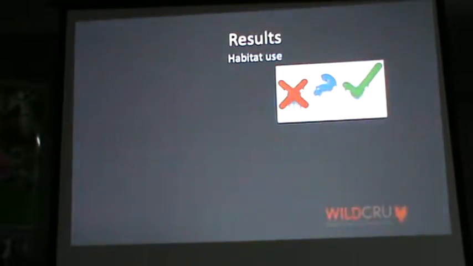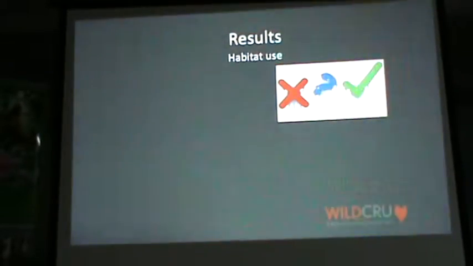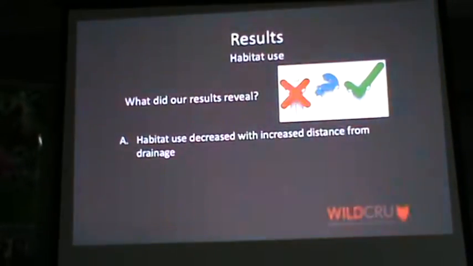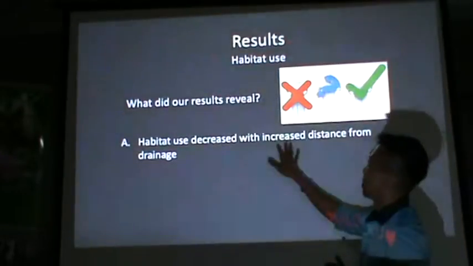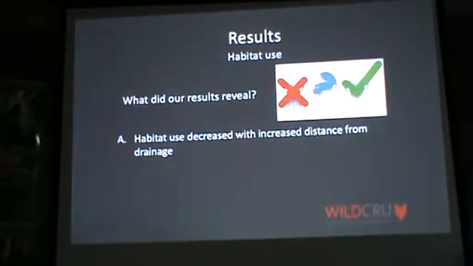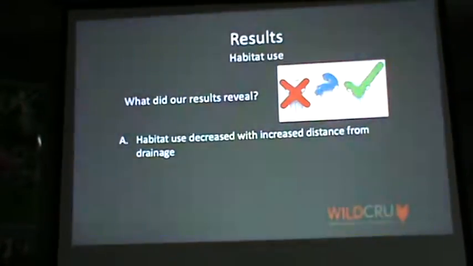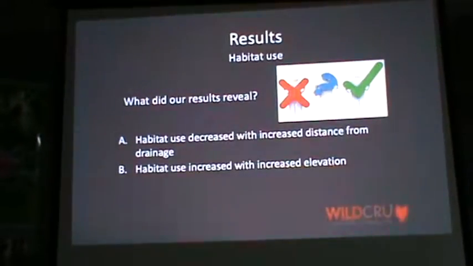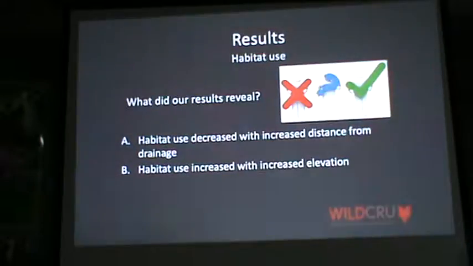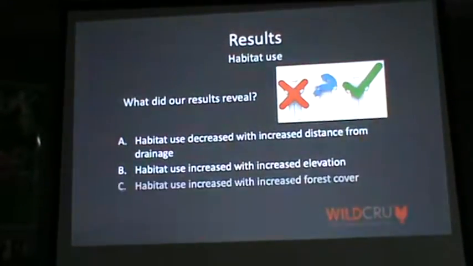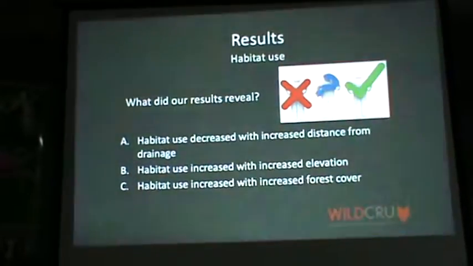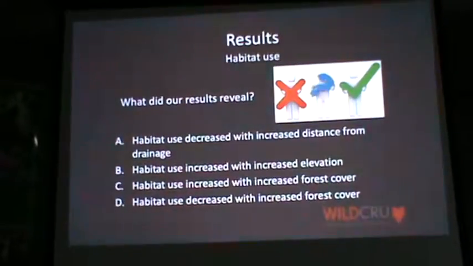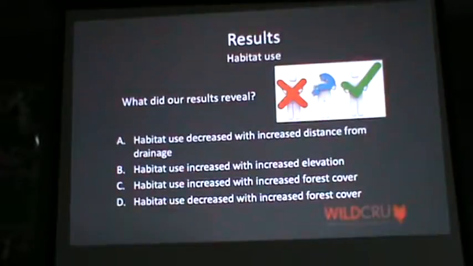So, your next question, based on the game, what you're seeing here, and which gives a clue, what did our results reveal? Is it that the habitat use for the clouded leopard decreases with increased distance from drainage, so they are actually preferring habitat nearer to the rivers? Or is it that habitat use increases with increased elevation, it wants to go to the higher grounds? Or habitat use increases with increased forest, the more forest there is, the better they like it? And habitat use decreases with increased forest cover, what do you think? 20 seconds here.